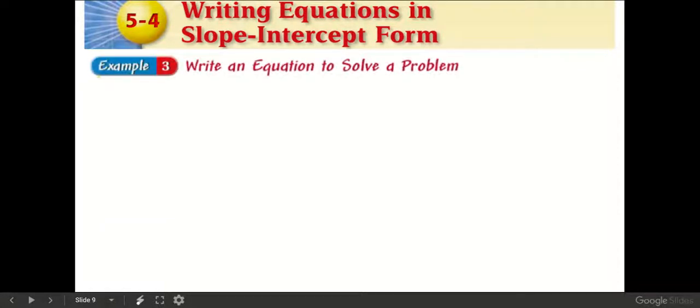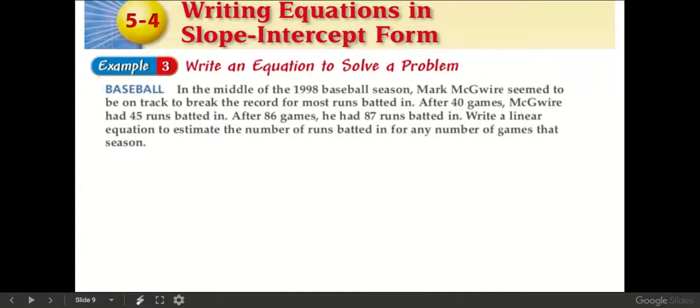So let's look at a problem where we're going to do a word problem here. It says, in the middle of the 1998 baseball season, Mark McGwire seemed to be on track to break the record for the most runs batted in. After 40 games, McGwire had 45 runs batted in. After 86 games, he had 87 runs batted in. Write a linear equation to estimate the number of runs batted in for any number of games that season.